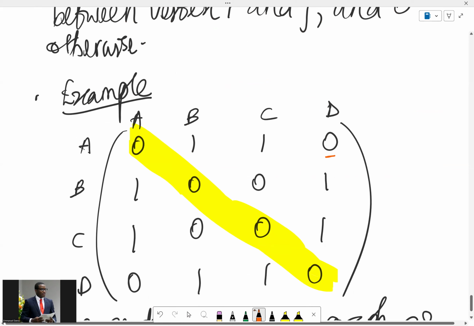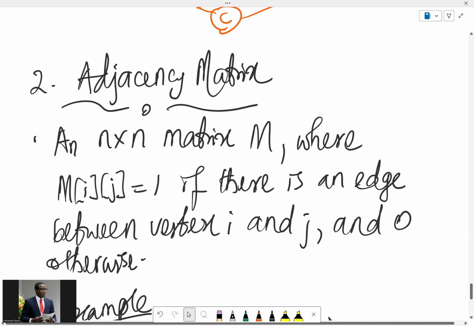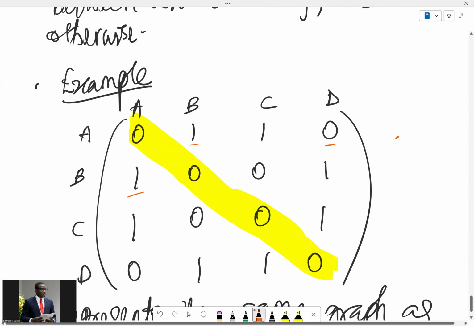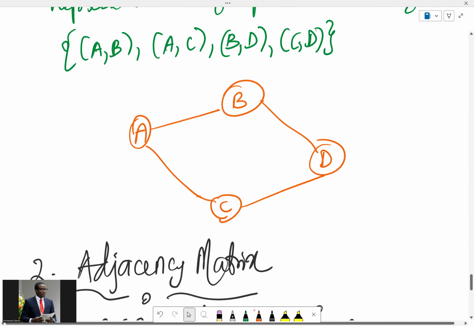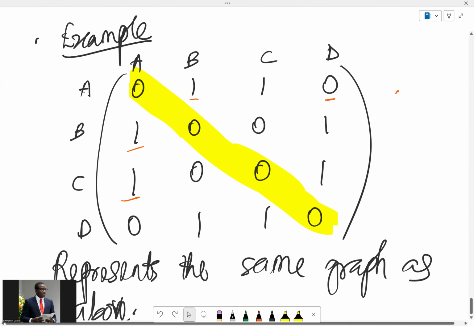If there's AB, then there's automatically BA. If there's a connection between A and C, that means 1, so AC is 1, and automatically CA is also 1. BC is 0, there's no connection between B and C. Of course, BC being 0 means CB is also 0. Then there's a connection between BD and BC.